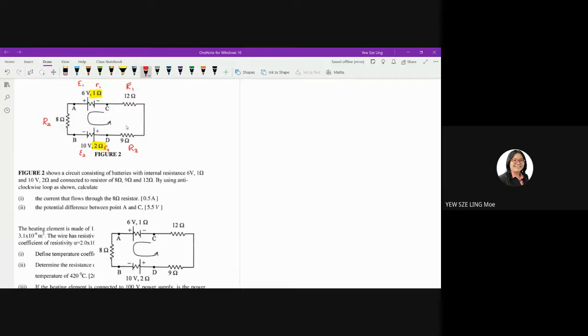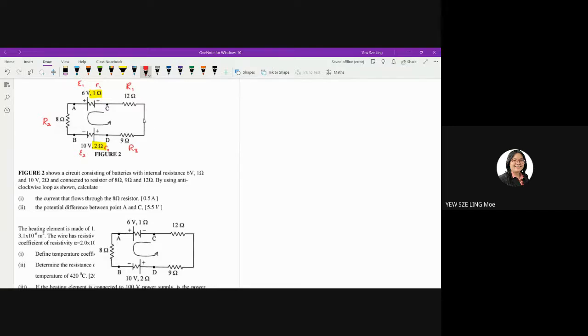And this question gave you the directions of the loops already. So you just follow the directions of the loops. So what are we going to do right here? It's very simple. We just have to follow the path given.